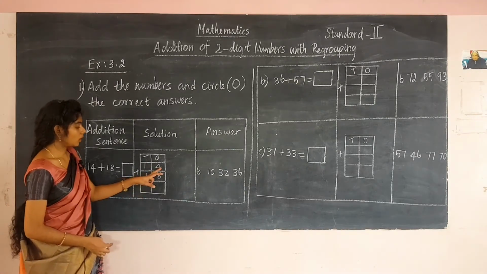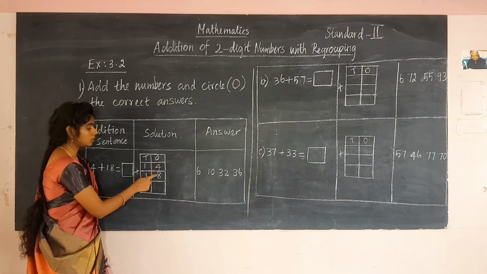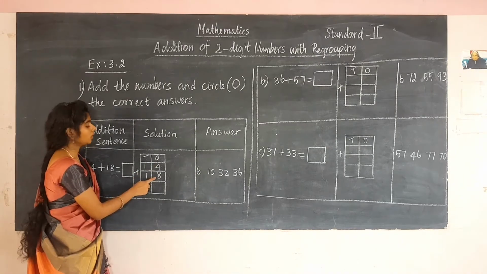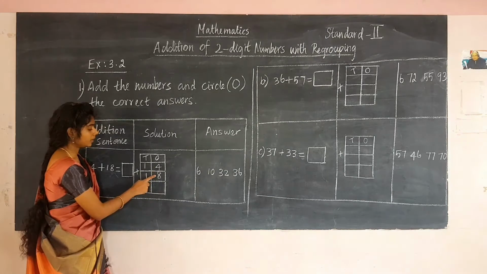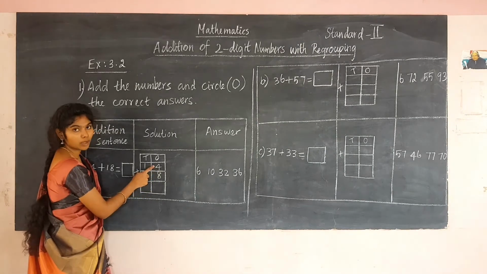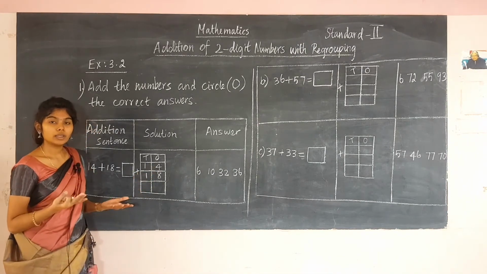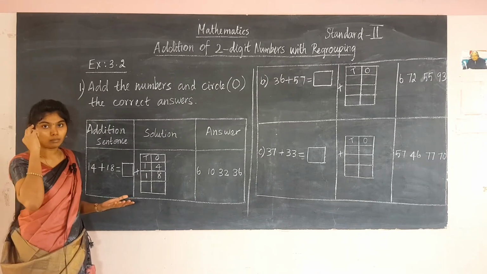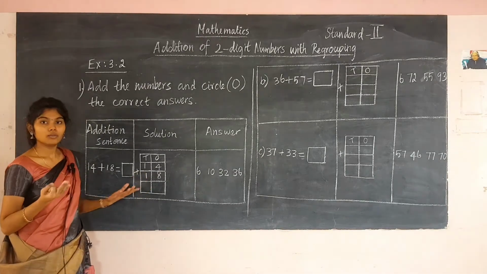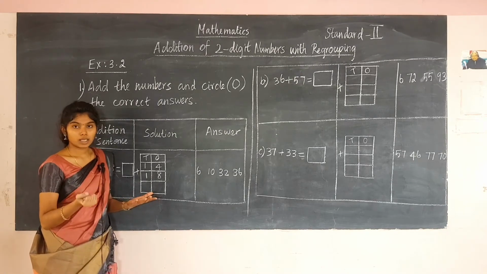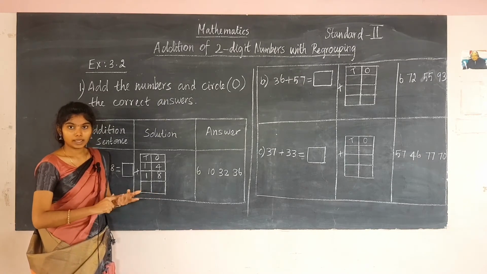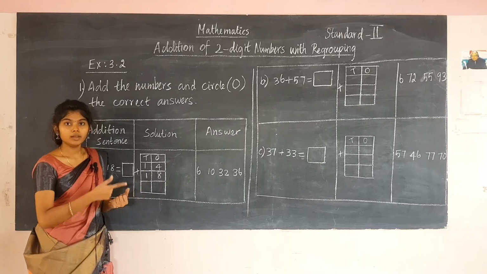First add in the ones place. What are the numbers there? 4 and 8. So take 4 in your mind and 8 in the fingers. Say after 4: 5, 6, 7, 8, 9, 10, 11, 12.